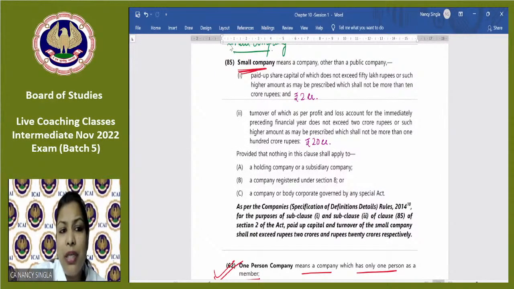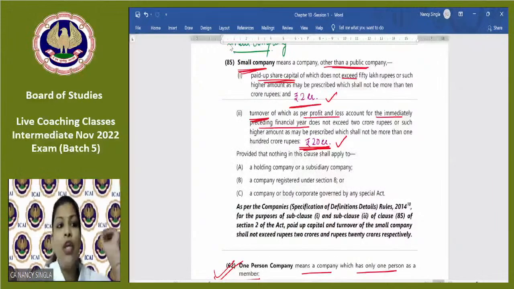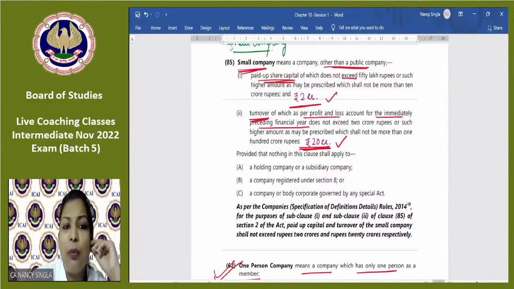So small company means a company other than a public company जिसका paid up share capital does not exceed 2 crores and turnover as per the P&L for the immediately preceding financial year does not exceed 20 crores. Or 2 crores and 20 crores, you must be aware that with effect from 1st April 21, these limits have been revised. Okay? So the small companies are what?